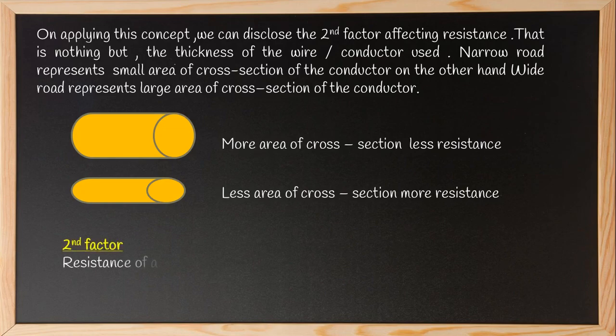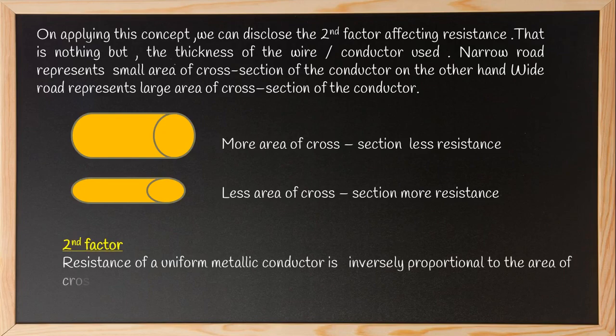Now, the second factor is nothing but that the resistance of a uniform metallic conductor is inversely proportional to the area of cross section, that is A. So, if the area of cross section increases, then the resistance decreases. If resistance increases, the area of cross section decreases. That is the relation between resistance and area of cross section, which means they are inversely proportional to each other. Resistance is inversely proportional to area of cross section.